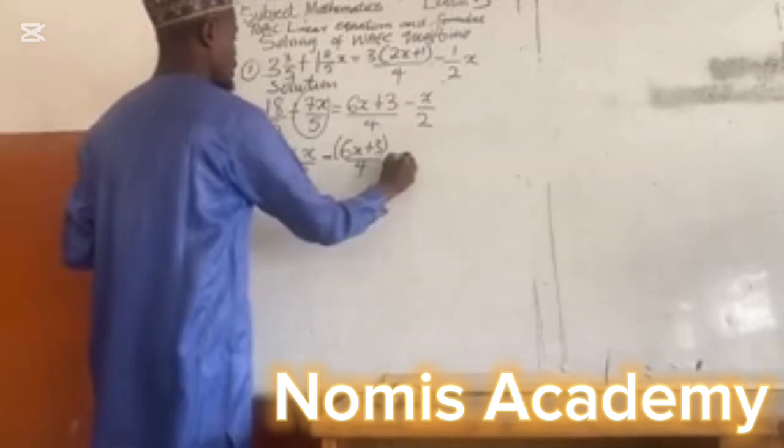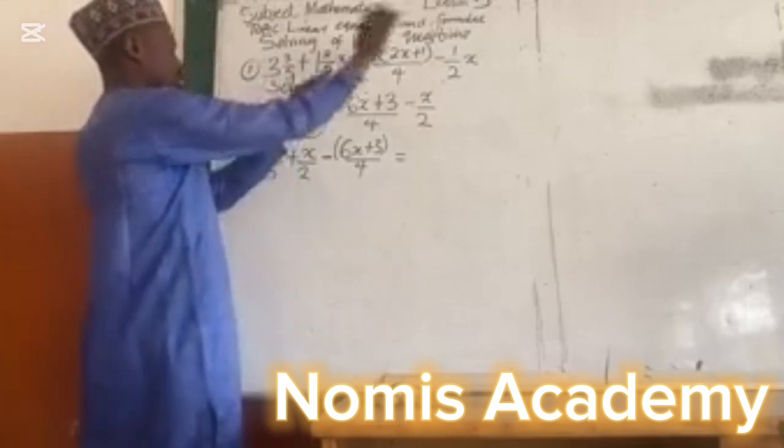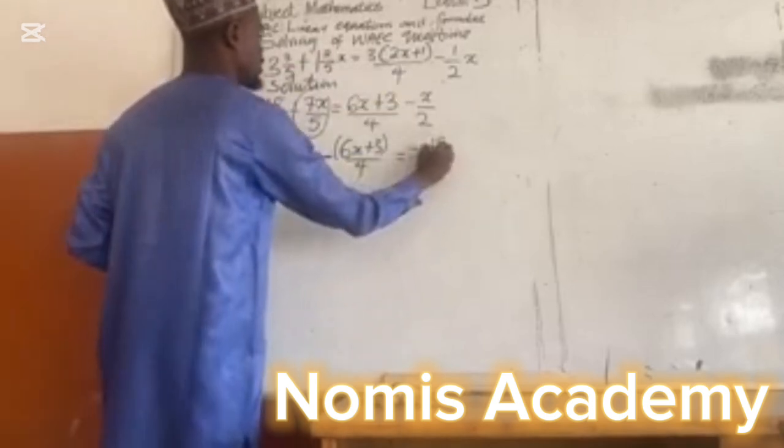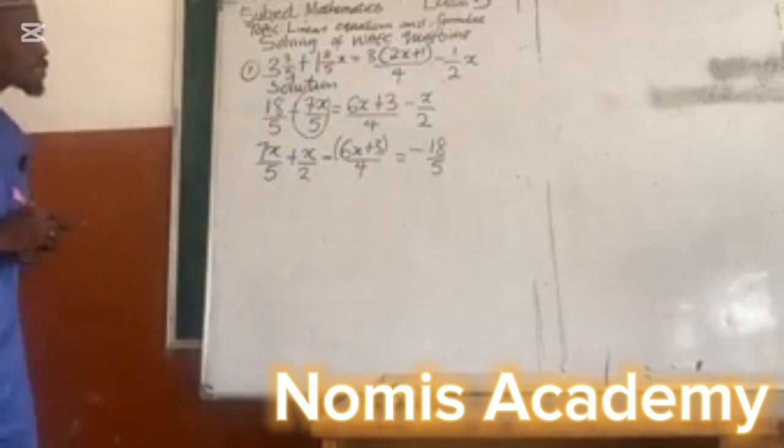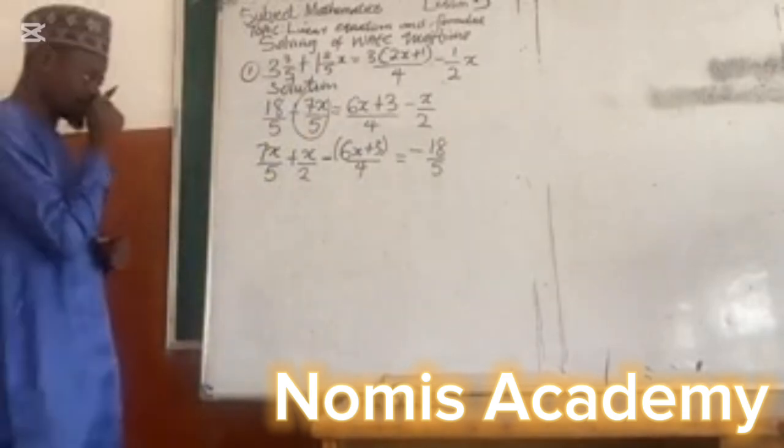Is equal to 18 over 5. Take it to the other side, we have minus 18 over 5. This is the first thing that will come to your mind as a mathematician. So now, the next thing is this.